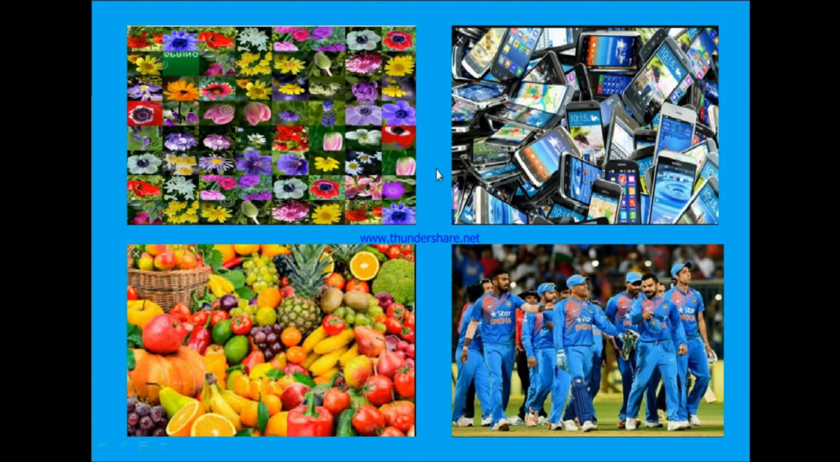Therefore, all these four are said to be well-defined collections. I repeat, all these four are said to be well-defined collections. What is meant by well-defined? Well-defined means if you bring an object, then you should be in a position to say whether that particular object belongs to that collection or not. If we bring a fruit to this collection of flowers, you can say that the fruit does not belong to this collection. If you bring a marigold, you can say that the marigold belongs to this collection.